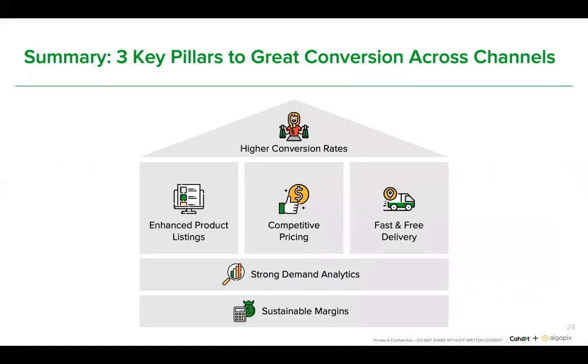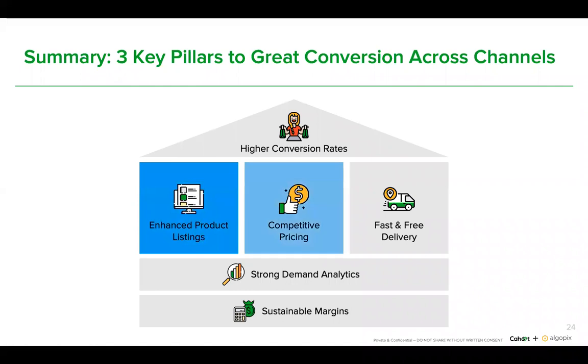Next slide. To summarize our webinar topic, and we will have plenty of room for Q&A. We wanted to get done early so that we can engage with the audience. I'm sure you all have questions, so please keep them coming in the chat. And to summarize, the 3 key pillars of great conversion across all channels are selecting the right products, creating high-performing enhanced product listings with deep information like what Ori taught us, and competitive pricing.